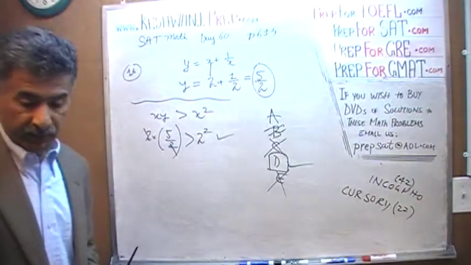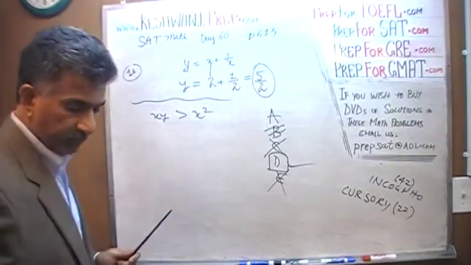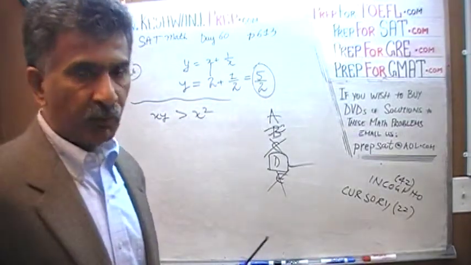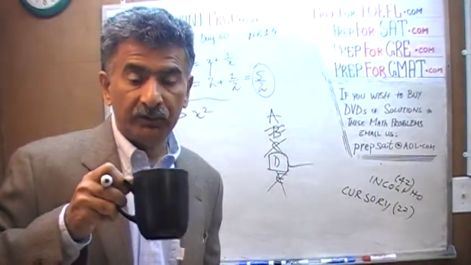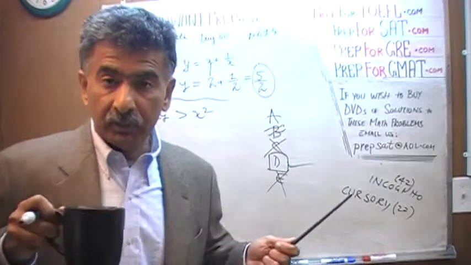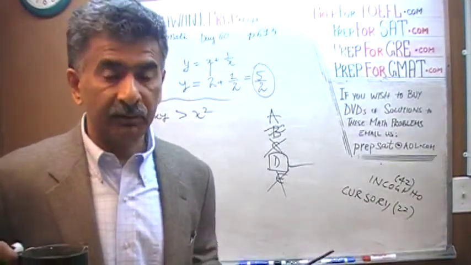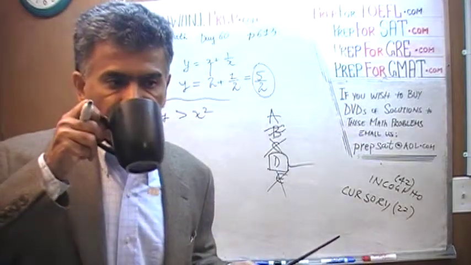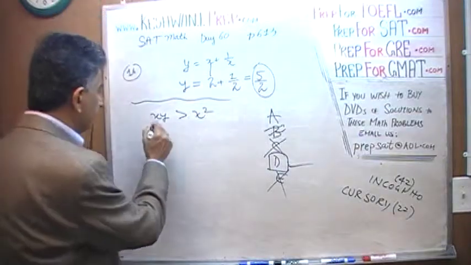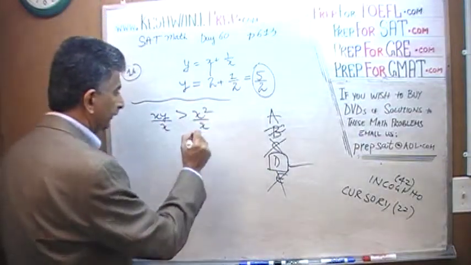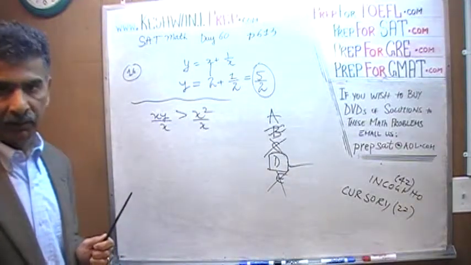Another way we could have tackled this problem is to realize this part. Because x is a positive quantity, the fact that it's a whole number more than 1 is not even the issue here. The point is that we are told that x is an integer greater than 1, which means that x is positive. Because x is a positive quantity, we can divide both sides of this inequality by x without having to worry about affecting the direction of the inequality.